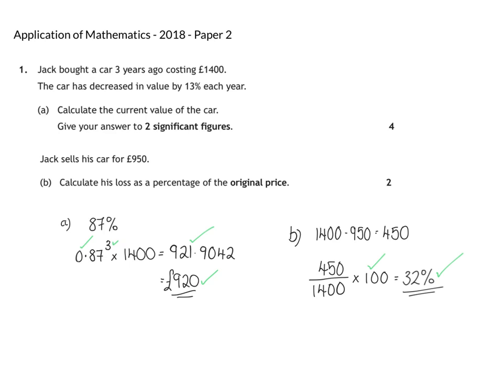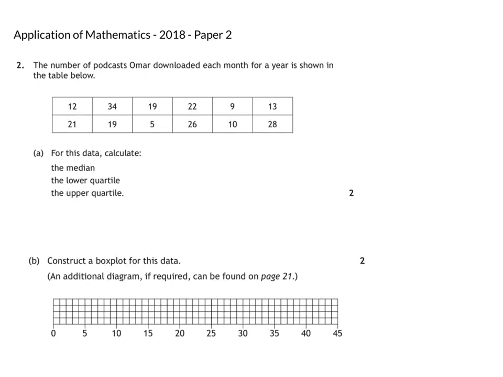Okay, so question 1 down, 6 marks down out of 65, lots still to go, but here we go, on to question 2. We have the number of podcasts Omar downloaded each month for a year is shown in the table below. For this data, we need to calculate the median, lower quartile, and upper quartile. So to do this, first thing we need to do is write it out in order, because our quartiles and our median make no sense unless it's in numerical order, so we need to start at our smallest and work up. So if we look in our table, we're looking for our smallest possible number, which is 5.